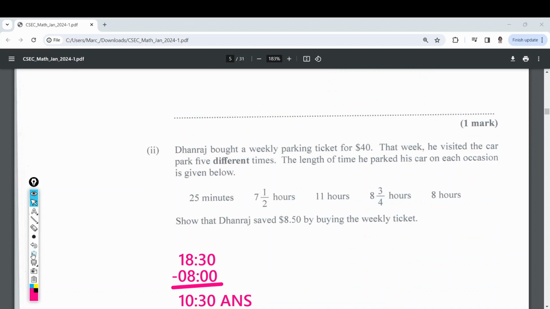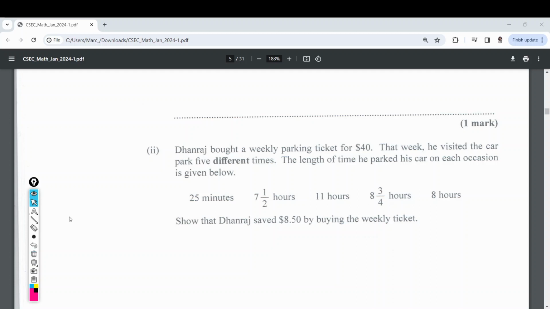Now it says here, guys, Dan Raj bought a weekly parking ticket for $40. That week, he visited the car park 5 different times. The length of time he parked his car on each occasion is given below: 25 minutes, 7.5 hours, 11 hours, 8.75 hours, and 8 hours. Now, show that Dan Raj saved $8.50 by buying the weekly ticket.